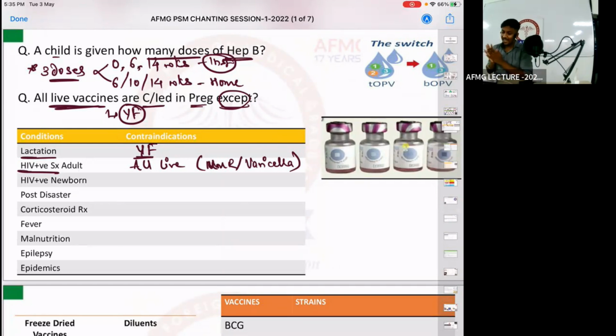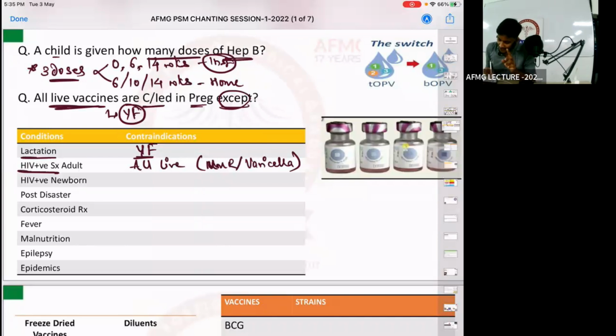HIV asymptomatic is coming next. So HIV positive symptomatic adult, which vaccines are contraindicated? All live vaccines are contraindicated except for MMR and varicella, which can be given in an HIV positive symptomatic patient. If it is an HIV positive asymptomatic adult, no vaccines are contraindicated. All vaccines can be given.